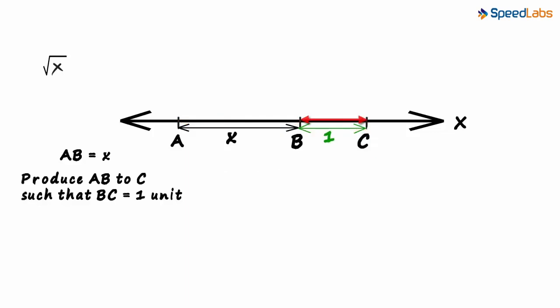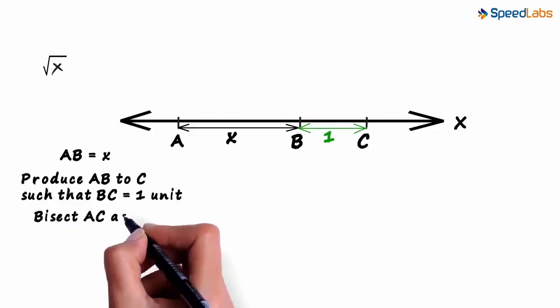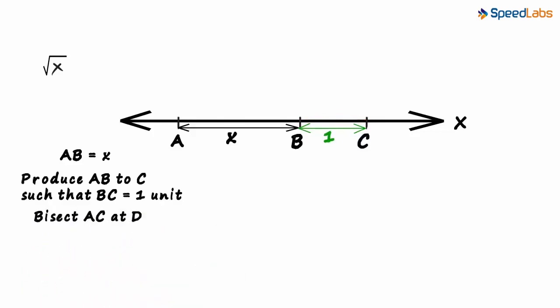In the next step, we just bisect AC at point D. It means we divide AC into 2 equal parts and name the center point D. So AD will equal DC.